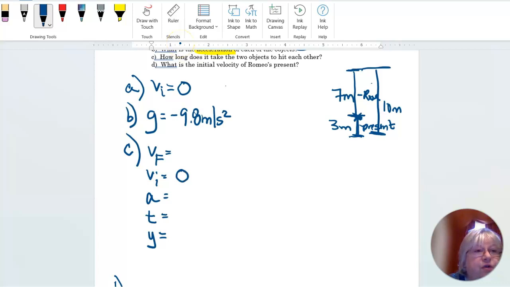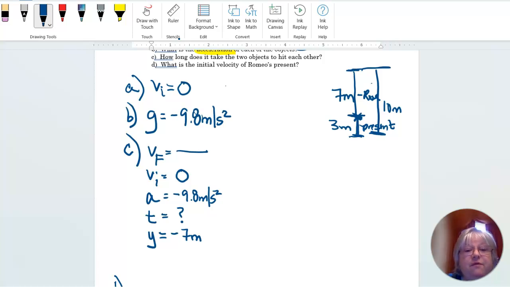I know what my initial velocity is. We already said that was 0. My acceleration is the acceleration due to gravity, negative 9.8. And I know that my rose is dropping 7 meters. So I have to be sure I have my negative sign there to indicate that it's dropping. I don't care what the final speed is. I don't need it for anything, but I'm looking for the time.